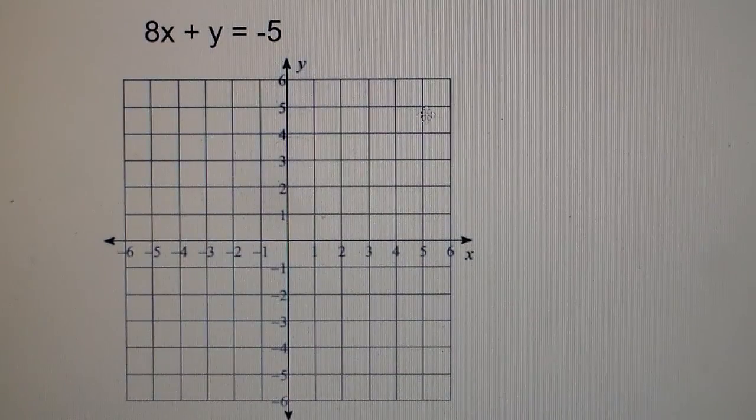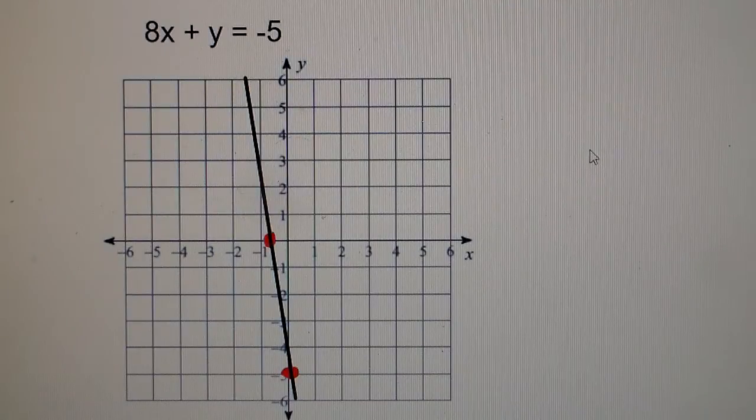Here's another one you can practice on your own. Here's the answer. y equals negative 5. And then negative 5 divided by 8 is going to be negative 5/8. So that'll be right here. We then connect them, because it's okay to have a decimal. And there's our line in standard form.